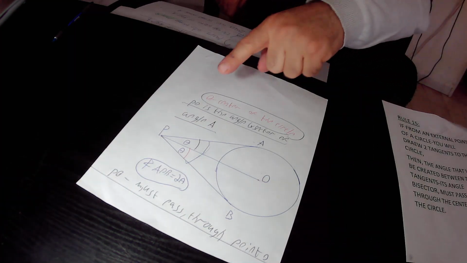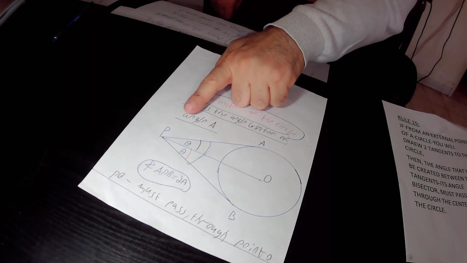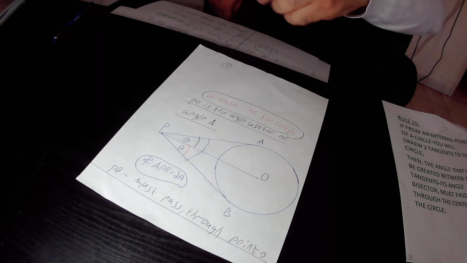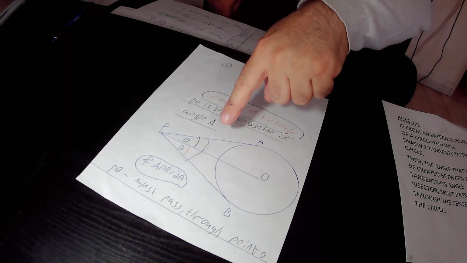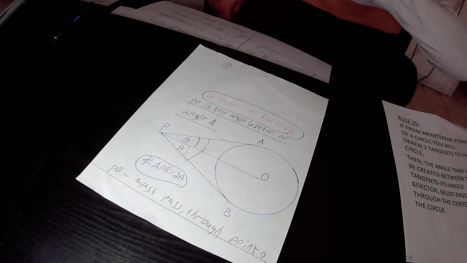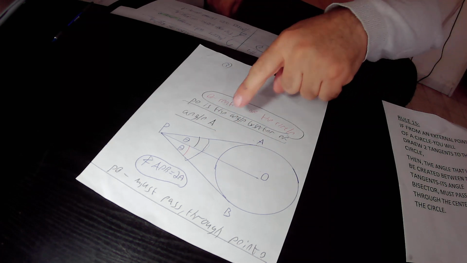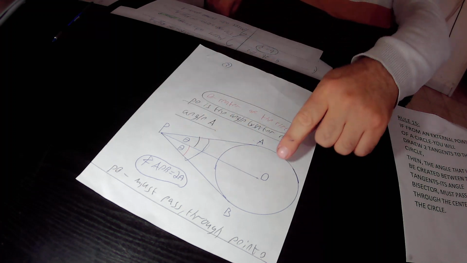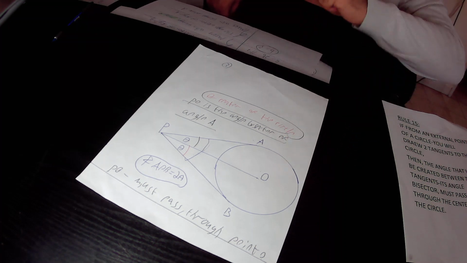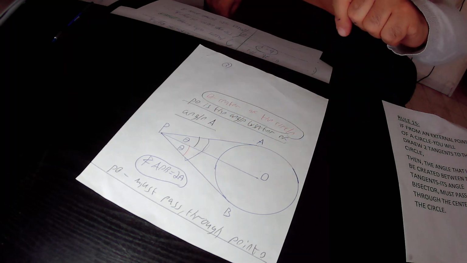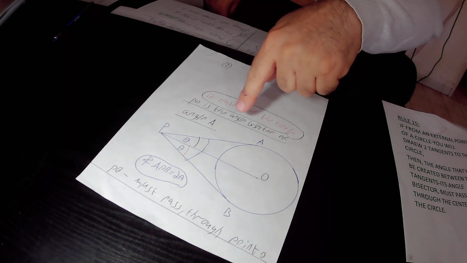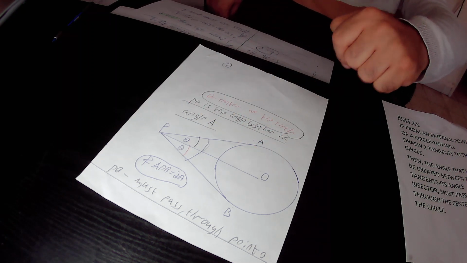So in the drawing, this is the common external point P. From this common external point P, we draw two tangents to this circle, tangent PA and tangent PB. By drawing the two tangents PA and PB, we created this angle APB. So the angle bisector of this angle APB must pass through point O, that is the center of this circle.